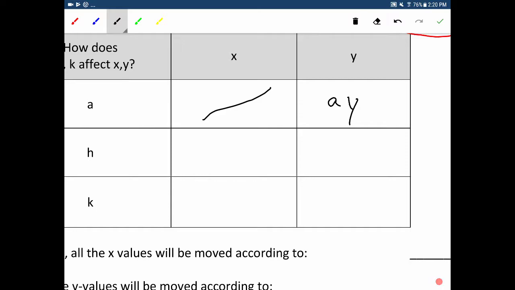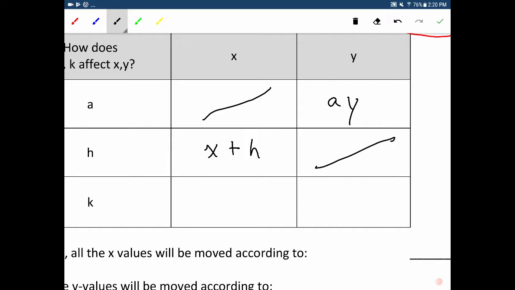Our h value is our side-to-side shift. This time it's not going to have any effect on our y value, but it is going to affect our x value. So you're going to take your x value and add on that h. Keep in mind, it's going to have the opposite sign, so it gets a little confusing because it's inside the brackets. But if it says x minus 2 squared, it's moving to the right 2, so you're going to add 2 to all those x values.